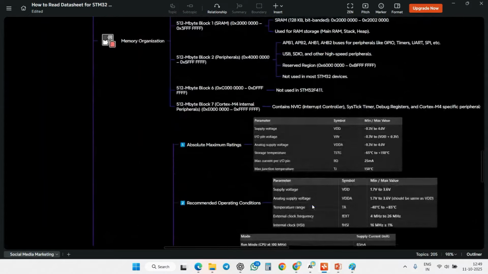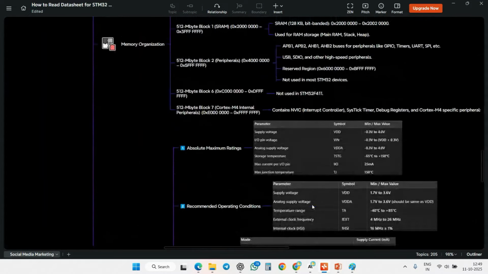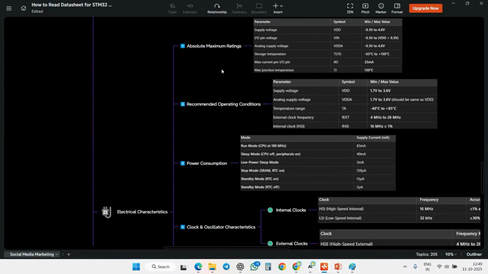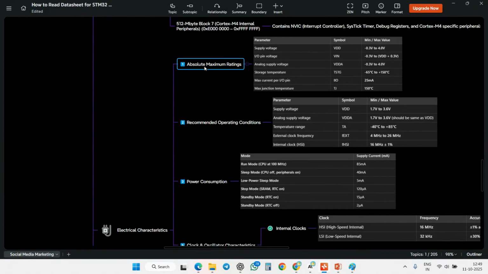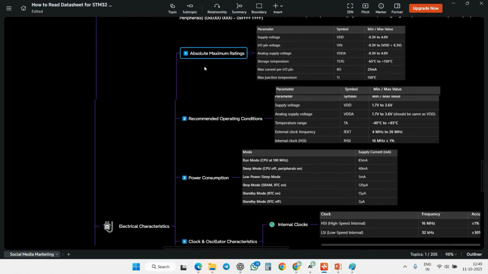So for these characteristics, we simply need to get the data. Mainly we need to get the data of what the input and output pins are, the power supply, the analog pin power supply, and how it is actually working with the CPU and the different power consumption. So you need to understand that concept.